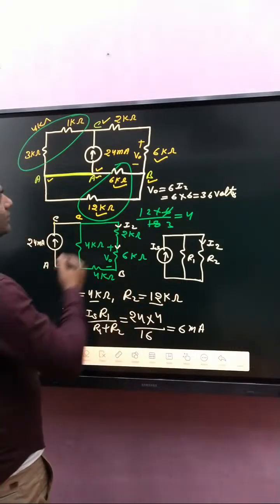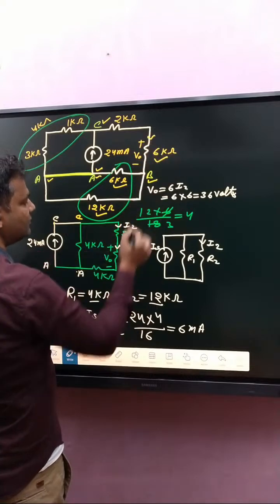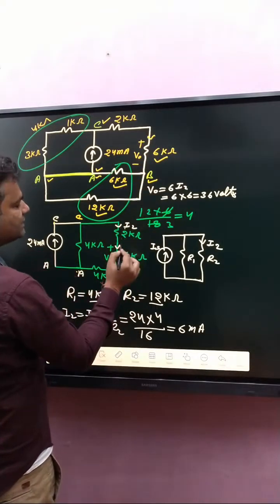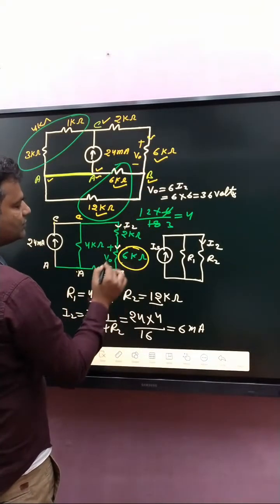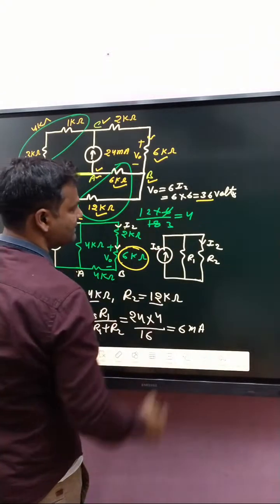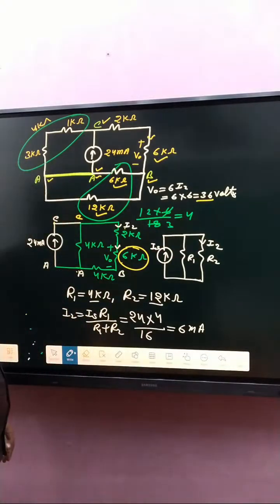And what about V0? V0 is equal to 6 into I2, that current I2. So how much? That is 36 volt, which is the right answer. If anyone faced a doubt, then tell me, I will explain again. Okay, I hope our doubt is clear.